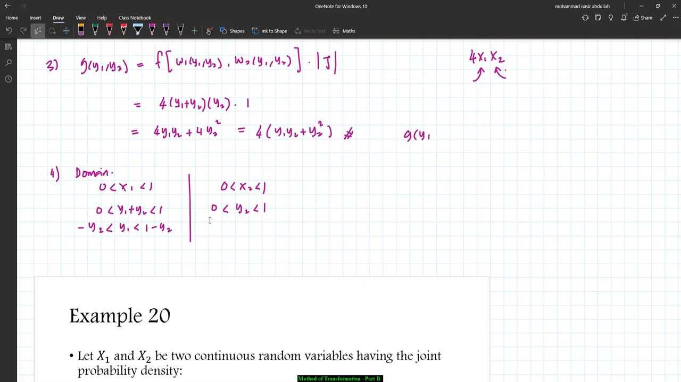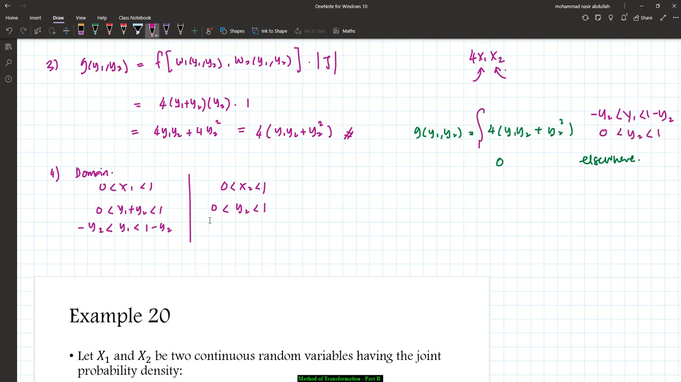So g(y1, y2) should be equal to, let me use another color to represent the new PDF, 4(y1y2 plus y2 squared), and then this is 0 elsewhere. The range for this one should be negative y2 to y1 to 1 minus y2, and this one should be y2 from 0 to 1. So this is our new PDF. We just leave it like that, right?